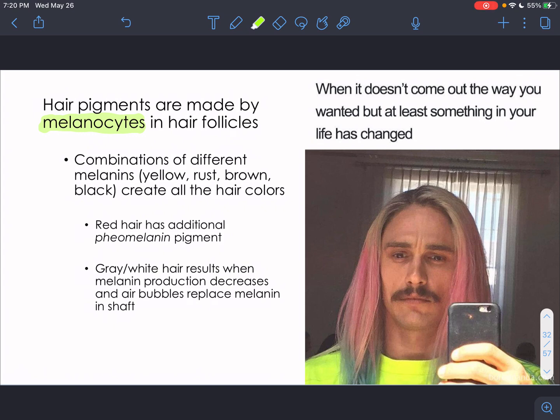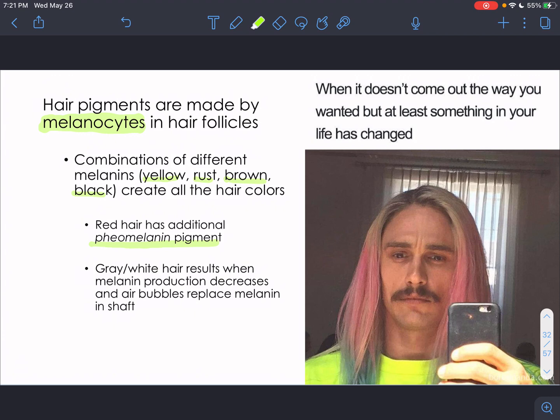Melanocytes make melanin. Like I mentioned before, you can have different types of melanin. So there's a melanin that's more yellowy, rust-colored brown, and black. And the amounts of melanin that your melanocytes produce and the colors of melanin determine what your hair color is going to be. Red hair is not created by those melanocytes. There's an additional pigment called pheomelanin pigment. That is what makes your hair red.